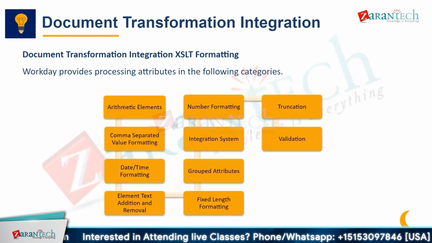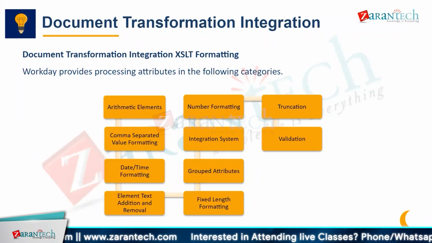So with document transformation integration with XSLT formatting, Workday provides the following attributes in the following categories. You can do arithmetic calculations. You can do CSV value formatting, like we saw the pipe delimiter. The date and time formatting, you can format the date and time parameters as you want to see it, in year dot month dot date, or you just want to see the month dot year, or so on. So whatever transformation you would require, you can do that.